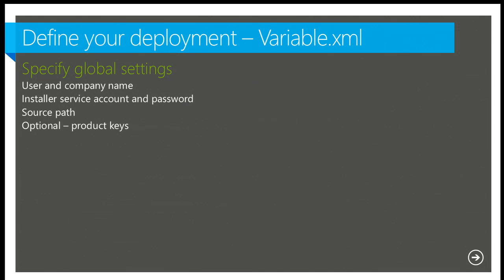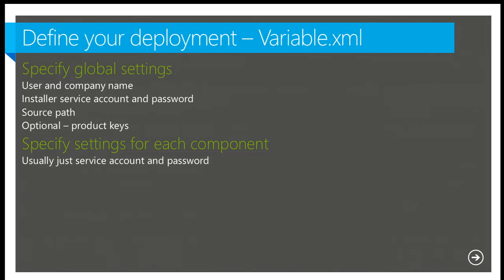There are some global settings you have to put in there, so the registered username and company name that you provide when you're installing things, what service account you want to use for the actual installation itself. This isn't service accounts for the components, this is for the installation itself. What the source path is to the bits for installation, and we'll get to that in just a moment. And then optionally, you can also provide the product keys. If you don't give it product keys, it installs in eval mode. If you do, it will install in license mode.